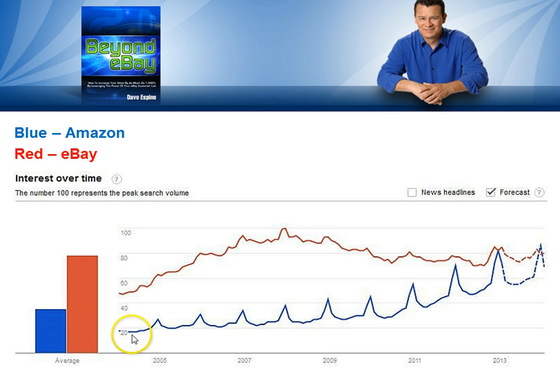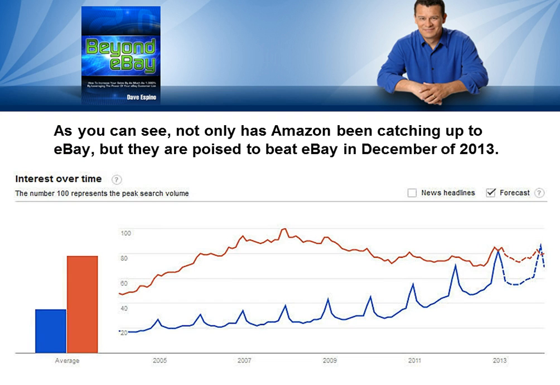So if we look at the blue, we notice that Amazon is quickly creeping up and is about to catch up to eBay. These spikes are clearly in December of every year when Amazon has super high sales for Christmas and the holidays. Here we see eBay that kind of had a peak around 2008 and then started slowly declining as Amazon seemed to be taking more market share. And notice these lines over here in late 2013, how it's converging. As you can see, not only has Amazon been catching up to eBay, but they are poised to beat eBay in December of 2013.